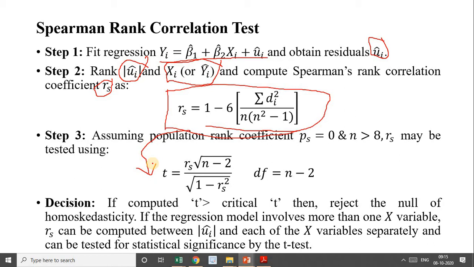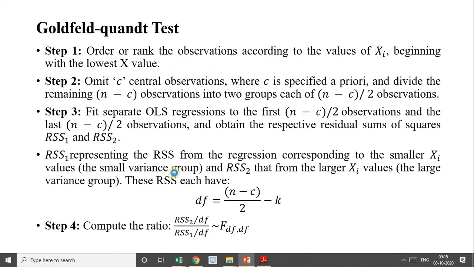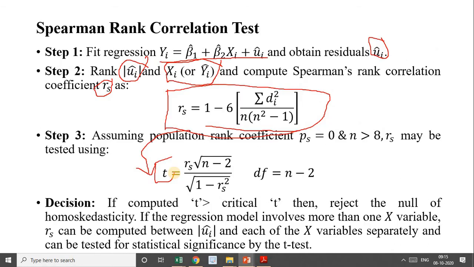Okay. The next step is you compute the critical t value, and if your actual t value is greater than your table value, then you have to reject the null hypothesis. Okay, the null hypothesis here means homoscedasticity. So how can we check that?